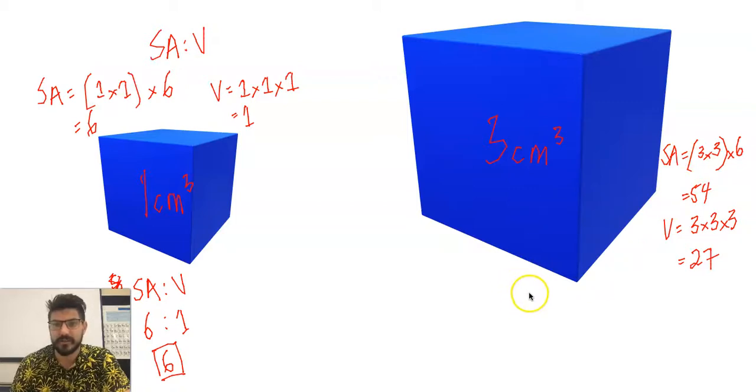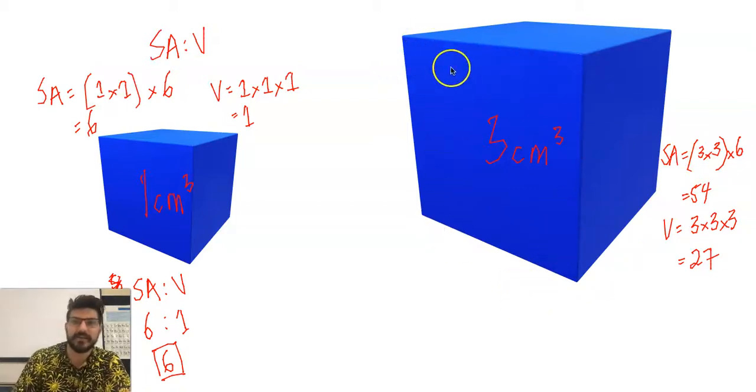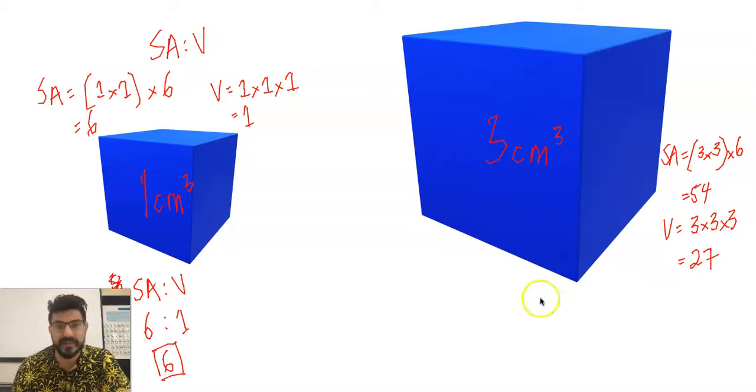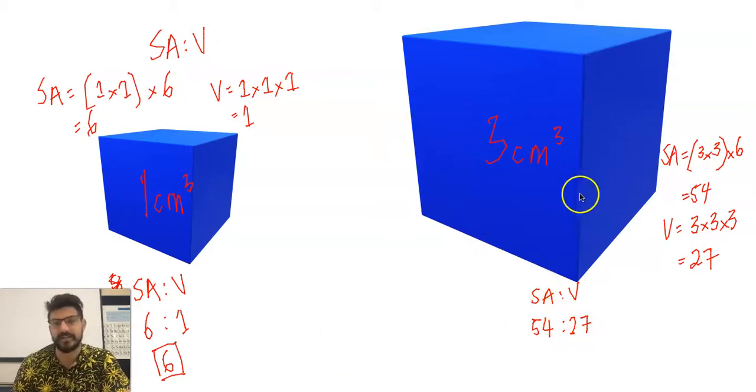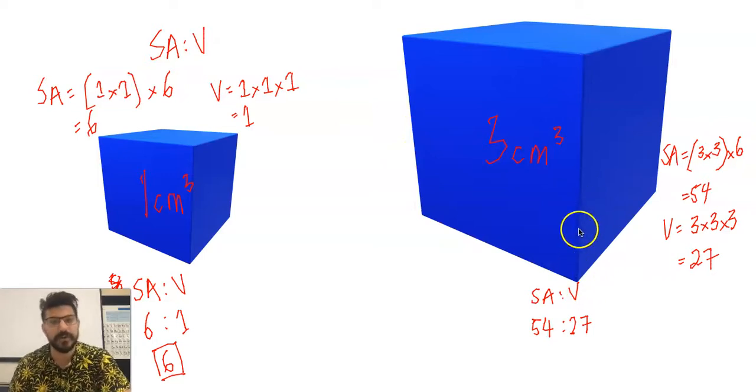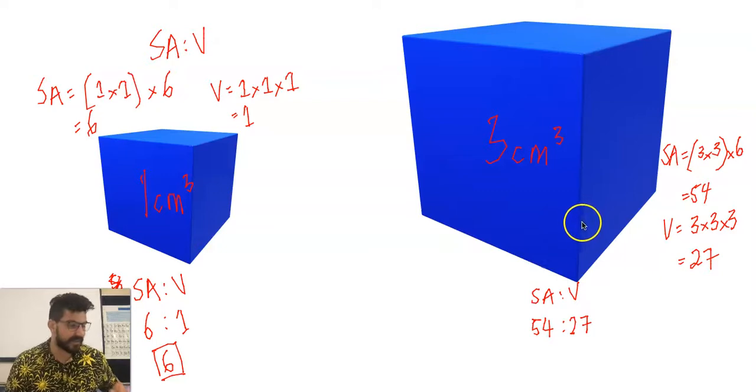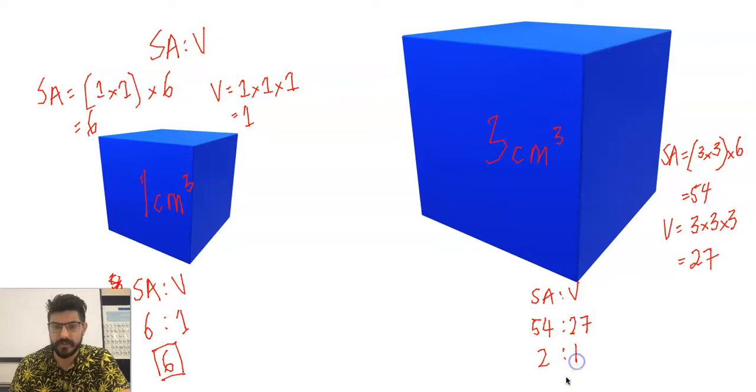While our larger cube, which has much more space on the outside, but also much more space on the inside, has a surface area to volume ratio of 54 to 27. And you're probably thinking, great, excellent, that large cube has a much greater surface area to volume ratio, which would be true until you simplify it down so that they're about the same, in which case you end up with a ratio of only 2 to 1, which is a division of 2.